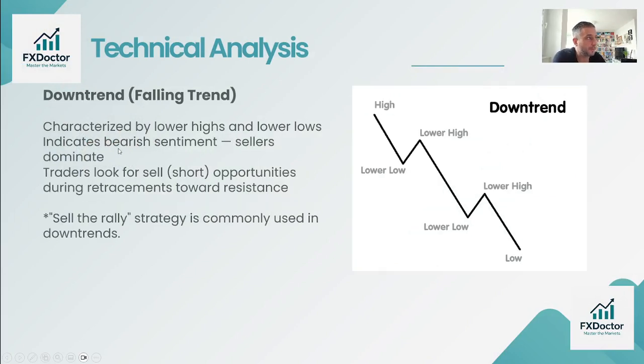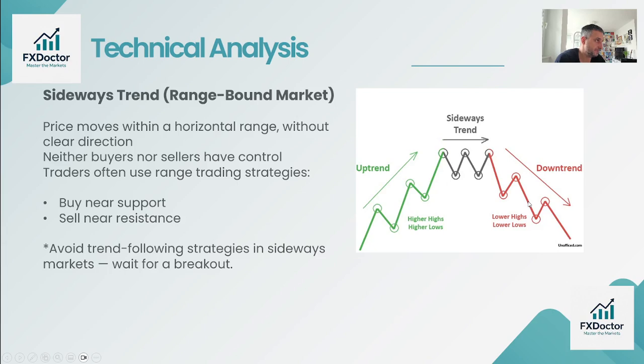Downtrend, falling trend. Characterized by lower highs and lower lows, indicates bearish sentiment, sellers dominate. Traders look for sell short opportunities during retracements toward resistance. Every up retracement, we go sell short.